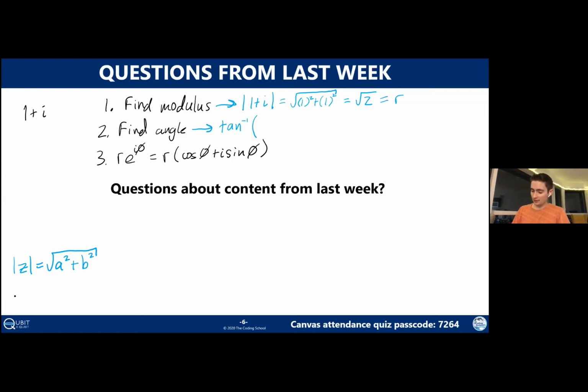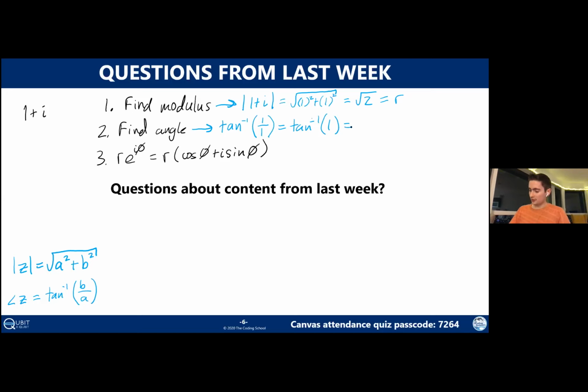And the angle of a complex number, which we sometimes write like this, is just going to be the inverse tan of b divided by a. So this should look very similar to the polar coordinate translation. So again, our b is going to be 1 here. Our a is also 1. So this is just 1 divided by 1, which is inverse tan of 1 itself.